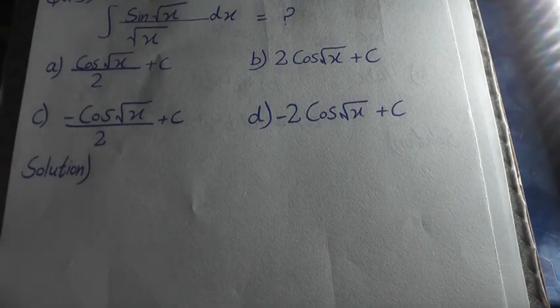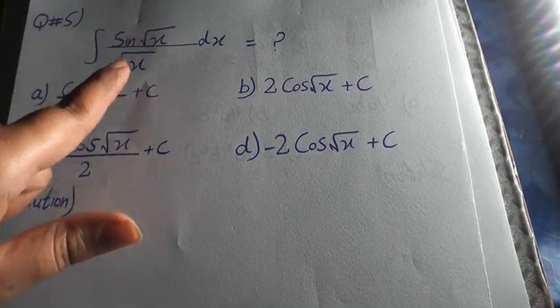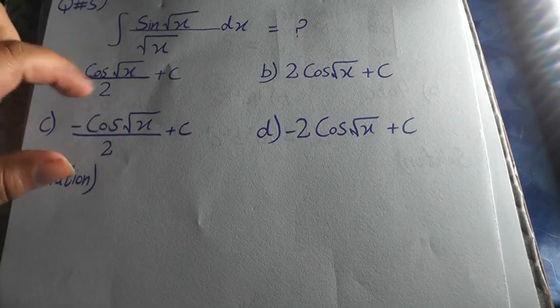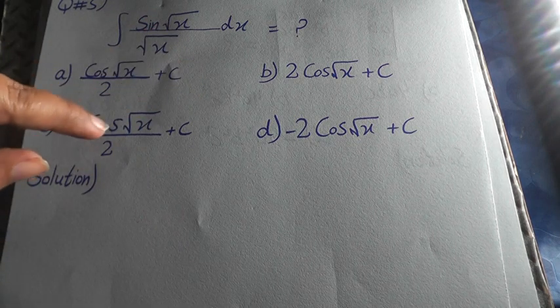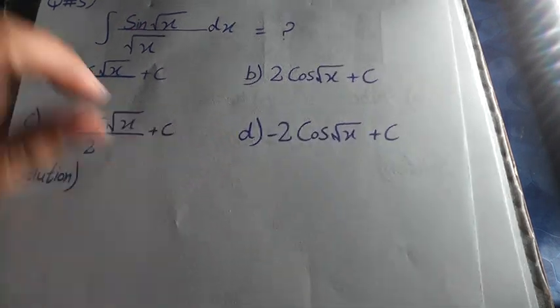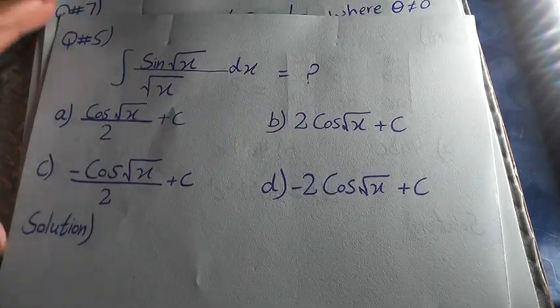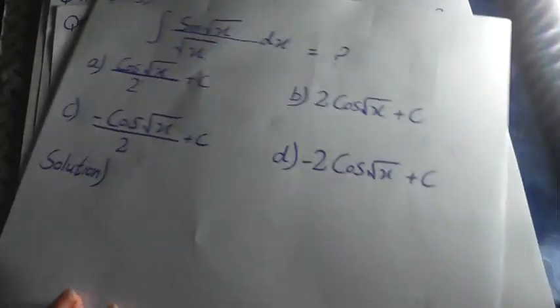And let's take another question. We have to find the integral of sine of square root x over square root x dx. The first option is cos square root x plus c, 2 cos square root x, and minus cos of square root x over 2 plus c, and minus 2 cos square root x plus c. So questions like this we will not integrate.